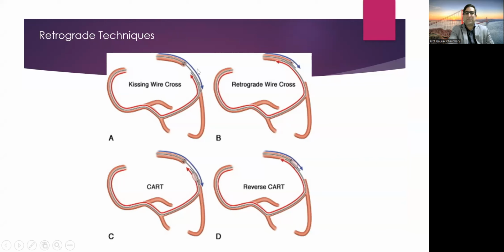This is also called the kissing wire because the tips are very near to each other, and the retrograde wire, which is in the true lumen, will guide the antegrade wire towards the true lumen. Sometimes we are able to get the retrograde wire back into the antegrade lumen. This is called retrograde wire true lumen to true lumen crossing. Third is the controlled antegrade and retrograde tracking, that is the CART technique. And fourth is the reverse CART technique, which I will discuss on a case basis.